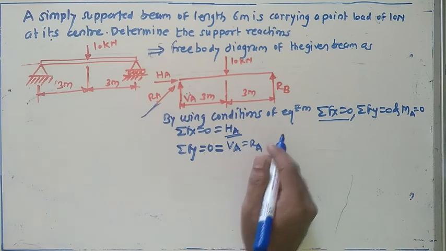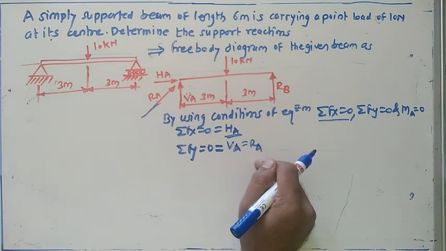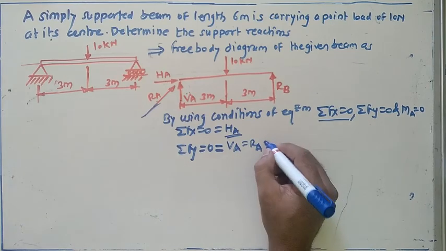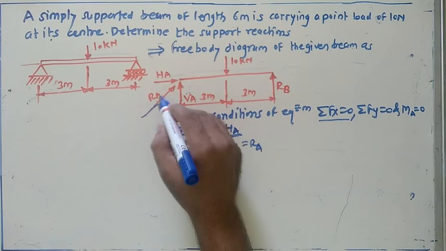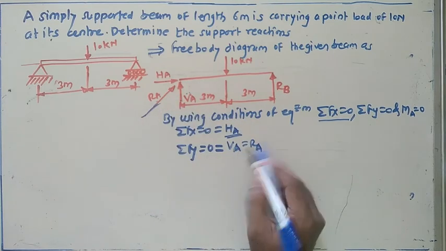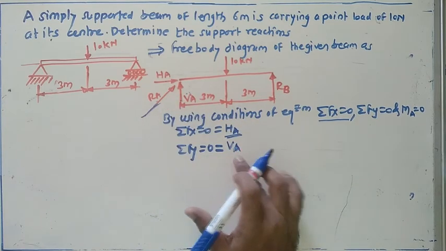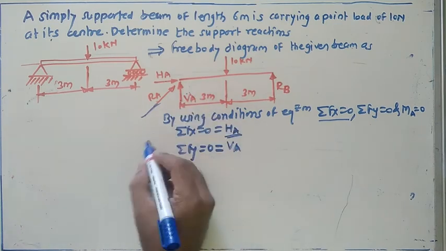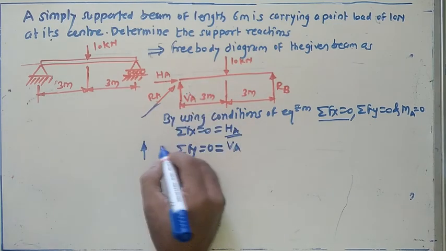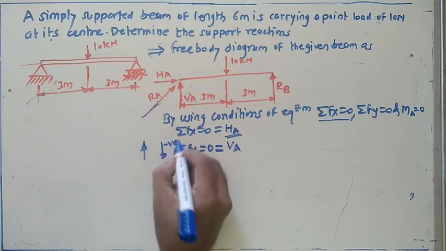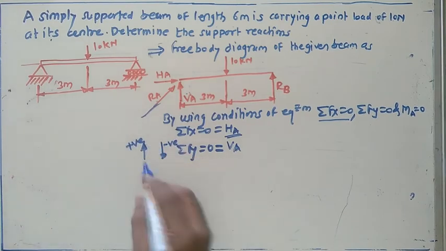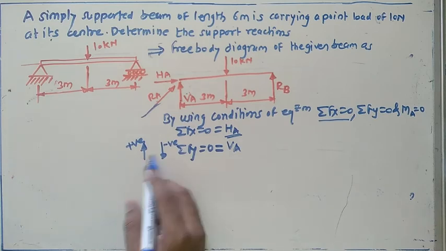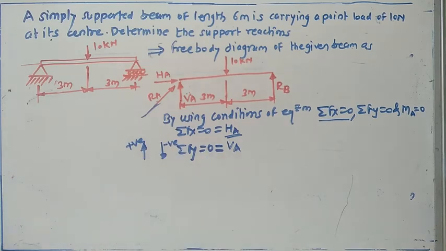I'll explain how this RA comes after completion of this. So RA, this one, VA must be equal to RA. Initially just consider this as VA as it is, so VA is vertically in the upward direction. For this also you need to consider the sign conventions. Already I have shown this in the first topic, under the system of coplanar forces. The same sign convention applies here.